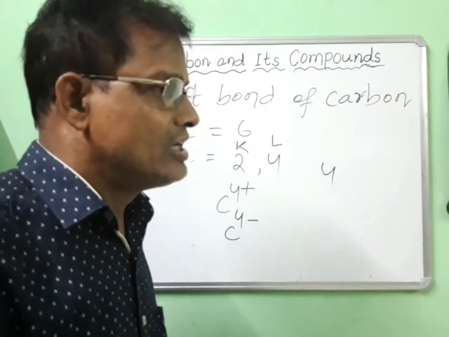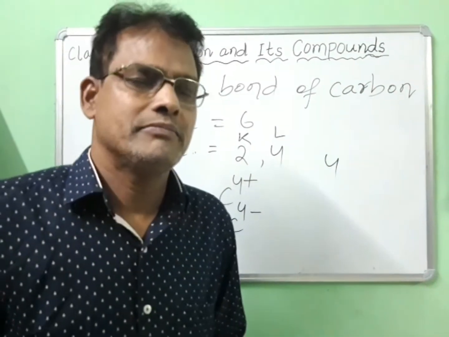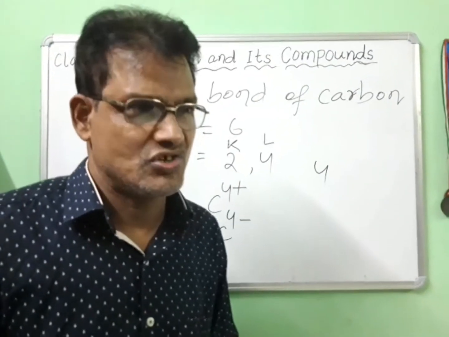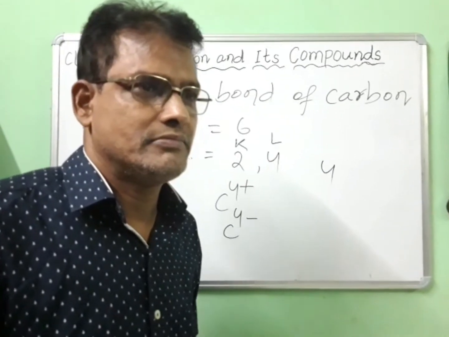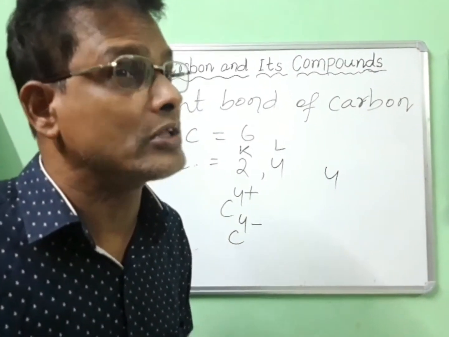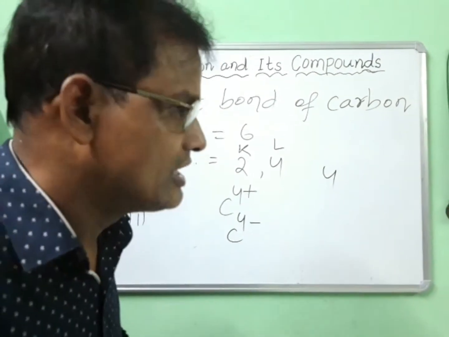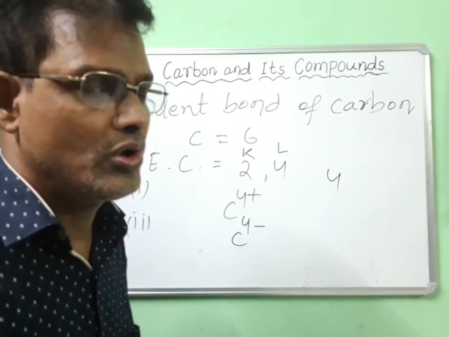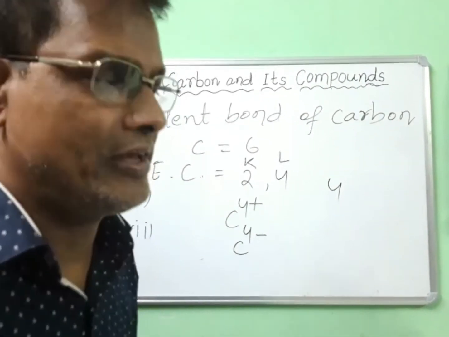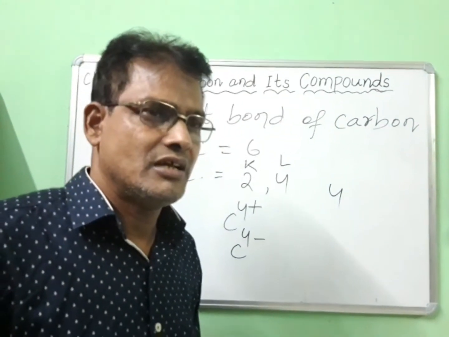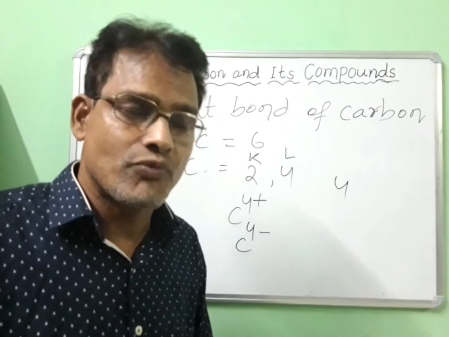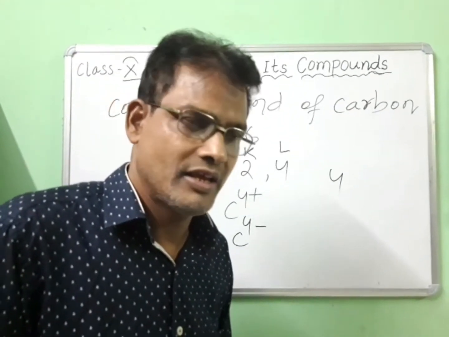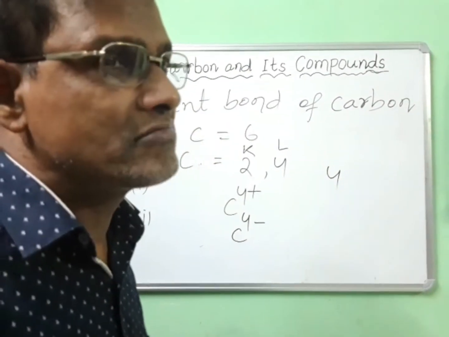So in order to overcome this problem, carbon shares its valence electrons with atoms of the same kind or atoms of other elements. These shared electrons belong to the outermost shell, and in this way both atoms complete their noble gas configuration, that is the octet. This type of bonding is called covalent bond.